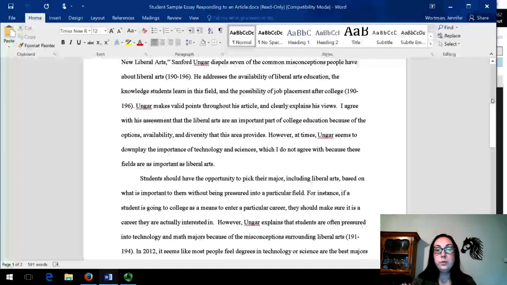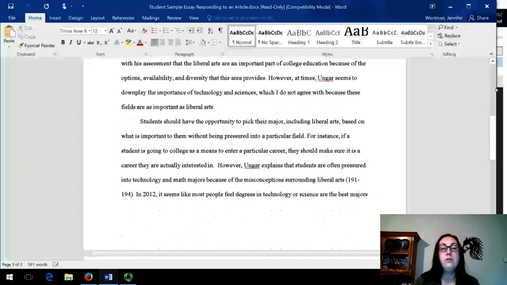They're saying what they agree with, and then they also follow that up with however, right? At times, Unger does this, which I don't agree with. That's then going to lead into their specific direction for the essay. Everything is going to surround that agreement and disagreement, and it's going to follow in the same order that's listed in the thesis.